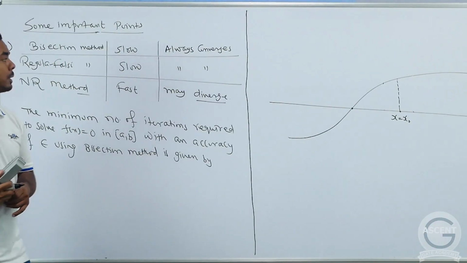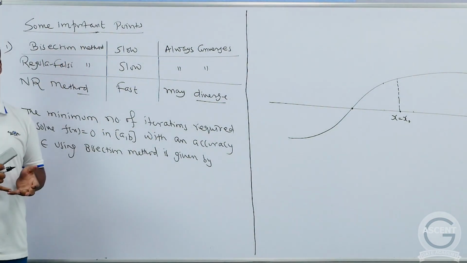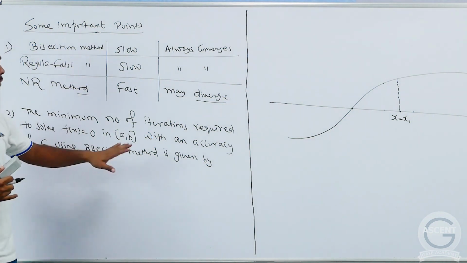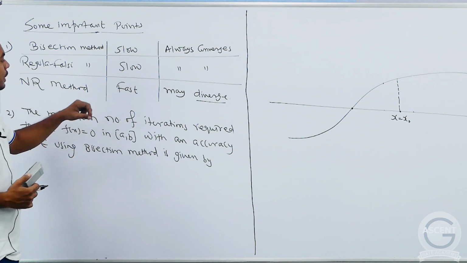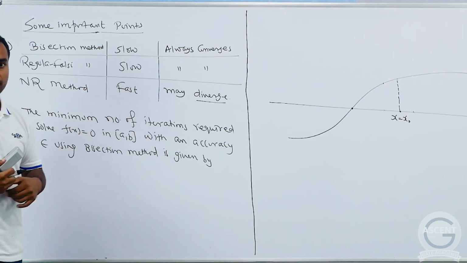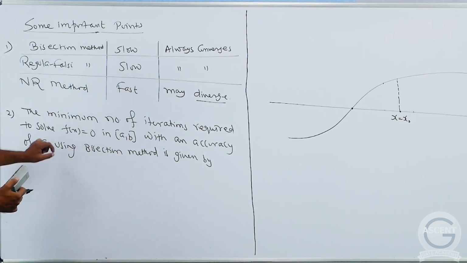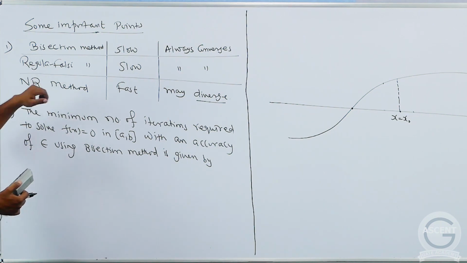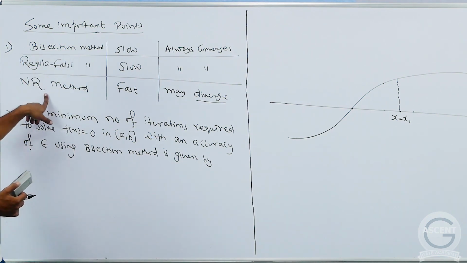Okay, so till now we have discussed 4 different methods for solving any algebraic or transcendental equation. The first one was bisection method, then regular falsi method, secant method and Newton-Raphson method. So now we are going to see some important points related with those 4 methods. Regular falsi method and secant method were basically the same except for one minor difference. So the first point that we have to remember is, in this table there were 3 different methods: bisection method, regular falsi and Newton-Raphson. Regular falsi and secant were almost similar.